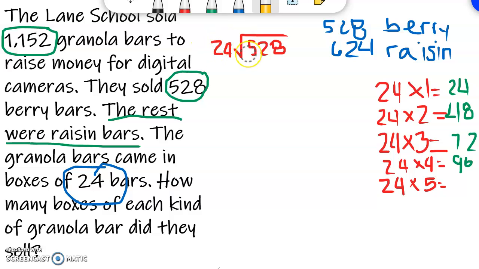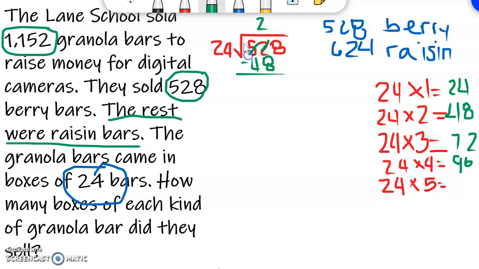So how many 24s are there in 52? Well, there's 2. So I'm going to put that 2 over top of the 2 in 52. 24 times 2 is 48. So I'm going to subtract, which is my third step. Subtract 48 from 52.